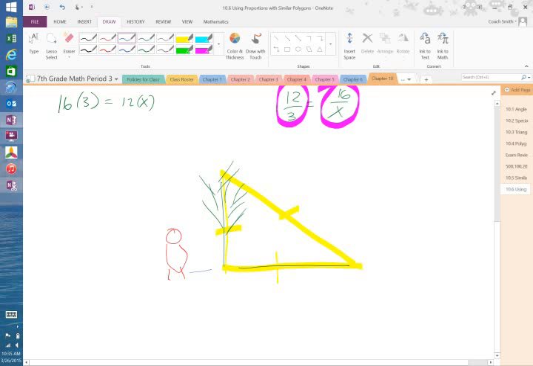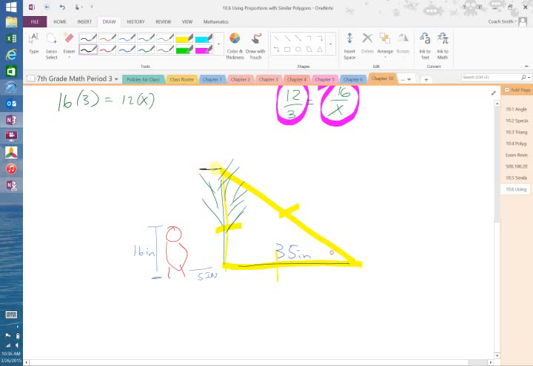What they've given you in the picture is the height of their groundhog, 16 inches, and they said that its shadow is 5 inches. They've also given you the shadow of the tree, 35 inches, and they want to know the height of the tree. It's hard to tell because my tree is so ugly. It's so bare, its leaves are not very good.